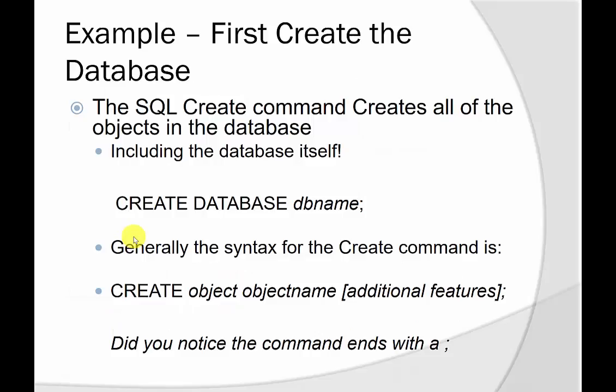So the first command that we're going to look at is creating a database. At its simplest form, you're going to use the SQL CREATE command. And what are we creating? Well, we're creating a database, and then the name that you're going to give your database. We've talked about naming conventions. Make sure you don't have a space in the name of your database. So generally, the create command can create any object in the database. And the syntax in its simplest form is create, the type of object you're creating, and what you want to call it. And then these brackets mean additional features are optional.